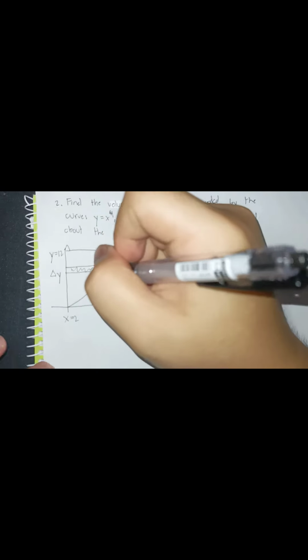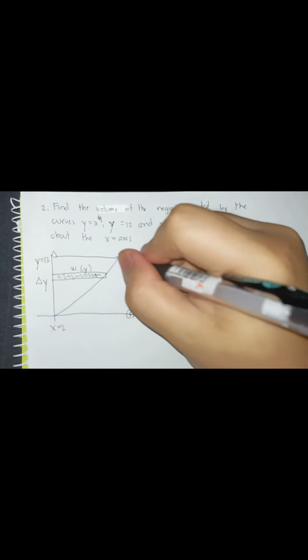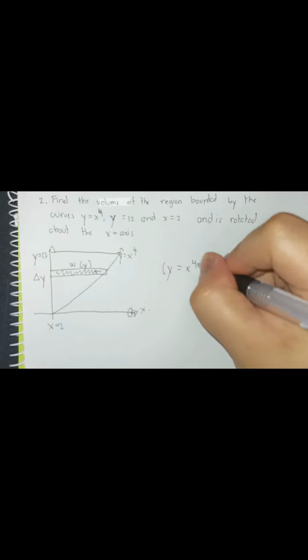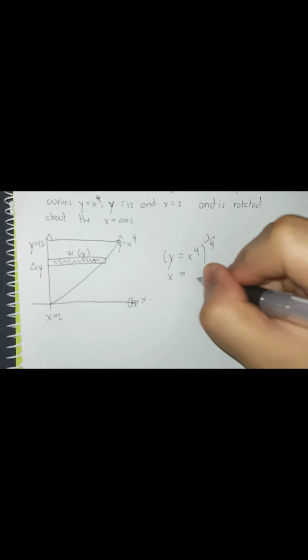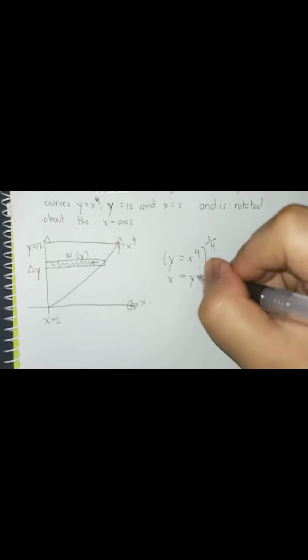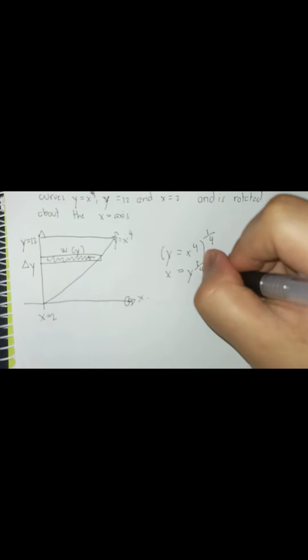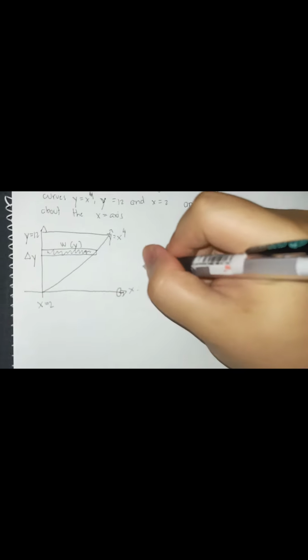So this is going to be our delta y. Since this is a rectangle that is not horizontal, we will look for its width. And now since it is y, we must convert this into y. Now it will become x equals y to the 1/4. And now this will be our width.